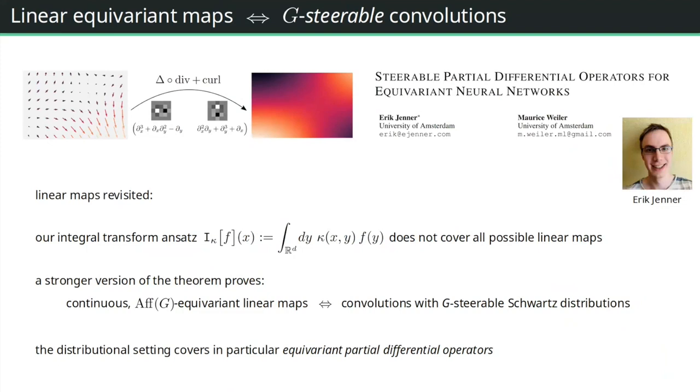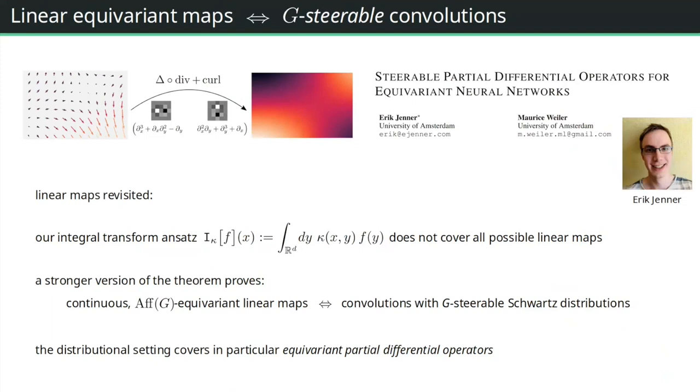All right, so much regarding G-steerable kernels. I want to come back for one slide to our linear maps. We had this integral transform, and that was actually not the most general ansatz for a linear map. But Eric, who was also a master student of mine, proved that this holds for the most general linear maps, and they would correspond to convolutions with what we call a G-steerable Schwartz distribution.